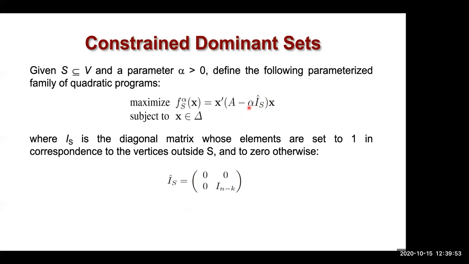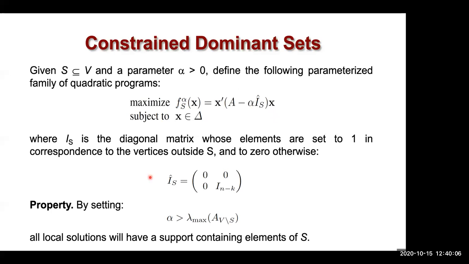Of course, when alpha is equal to 0, then you get back to the original problem that I mentioned before. You simply maximize x transpose Ax over the standard simplex. Now, what happens if you have an alpha which is positive? There is a property which we proved in our paper, which says that if we set alpha large enough, and in particular larger than the largest eigenvalue of the corresponding submatrix, remember here, we are assuming that the matrix A is symmetric. So in this particular application, we make the assumption that the matrix A is symmetric. And so we know that all the eigenvalues of A and all the eigenvalues of all submatrices are real. So by setting alpha greater than the largest eigenvalue of the submatrix corresponding to V minus S, this problem will have a support containing elements of S, which means that there will be at least one element, probably more, which belongs to the cluster that you extract.